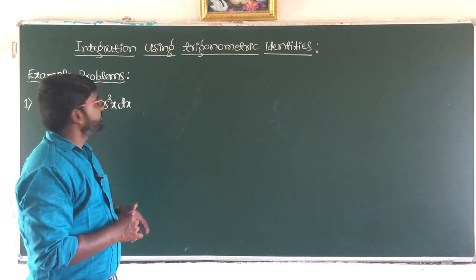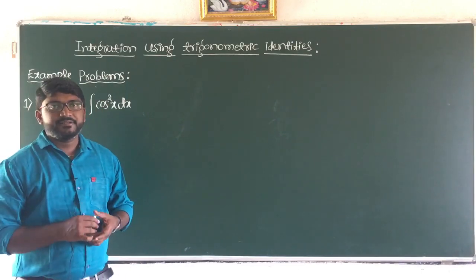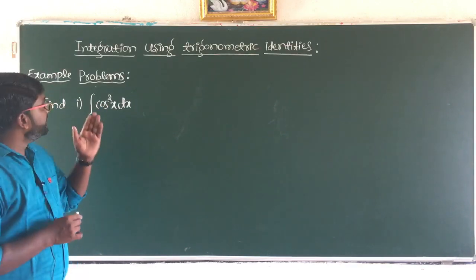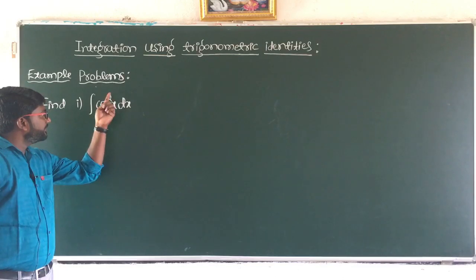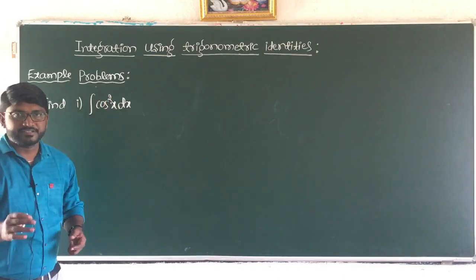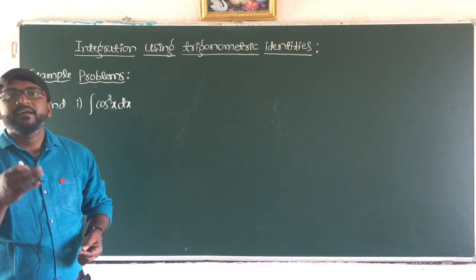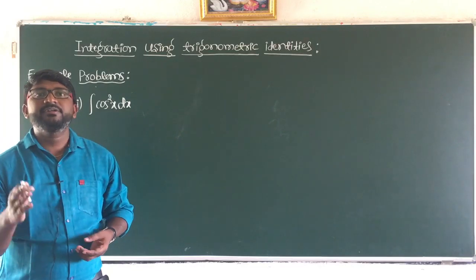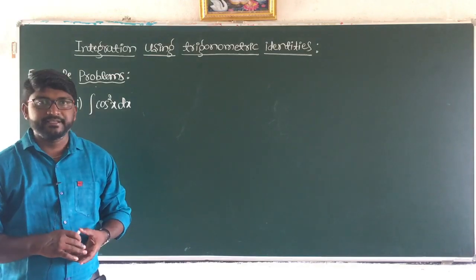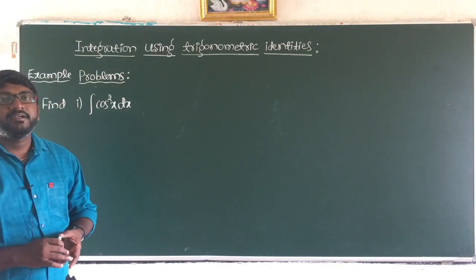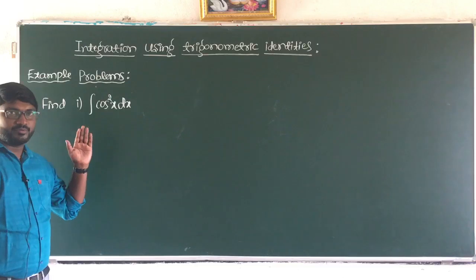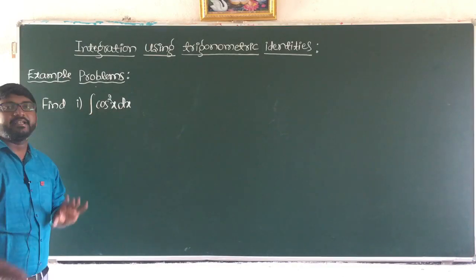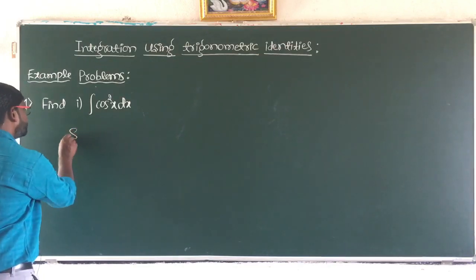So in today's class we are going to discuss the next concept, that is integration using trigonometric identities. In this concept, the integrand involves some trigonometric functions and we have to solve those integrands by making use of the standard trigonometric identities. So we will understand this method by considering example problems. The first one is: find integral cos square x dx. So we will solve this.